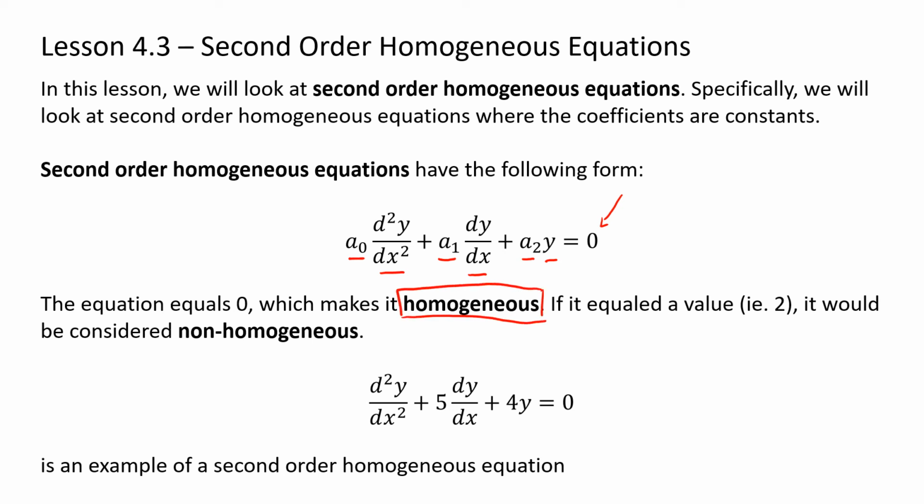To give you an example of it, this equation here, d squared y by dx squared plus 5 dy by dx plus 4y equals 0, is an example of a second order homogeneous equation. So the constants here: a0 would be 1 behind the second derivative, a1 would be equal to 5 behind the first derivative, and a2 would be equal to 4 behind the y function.